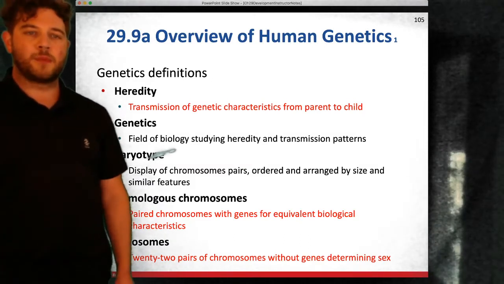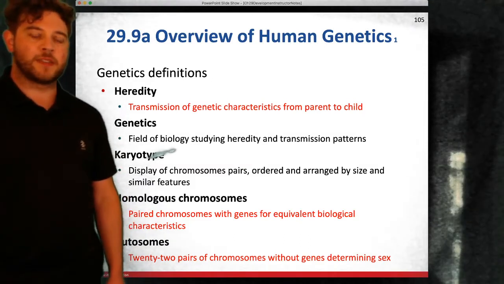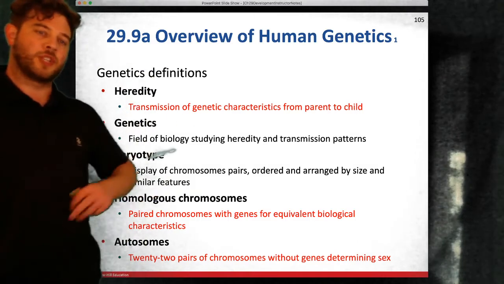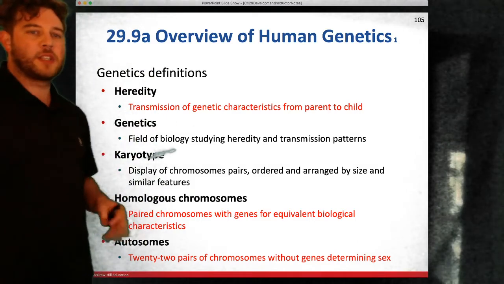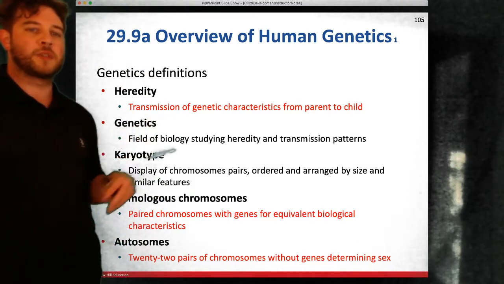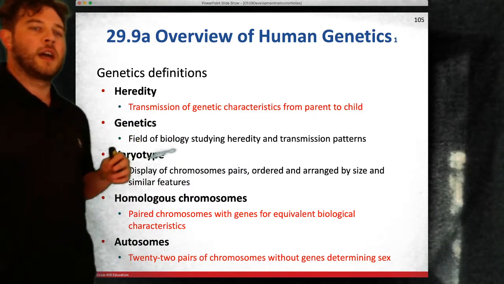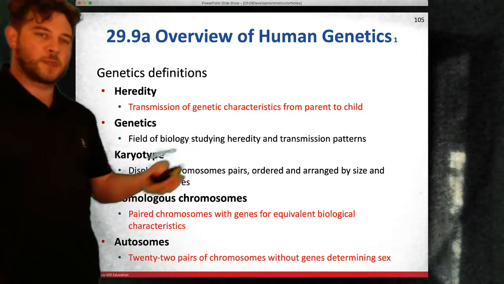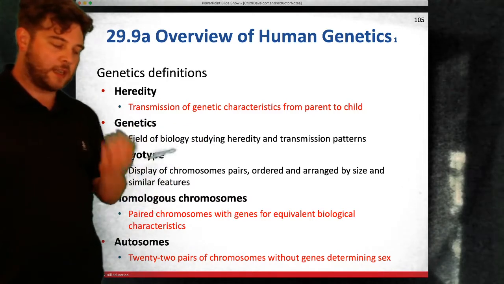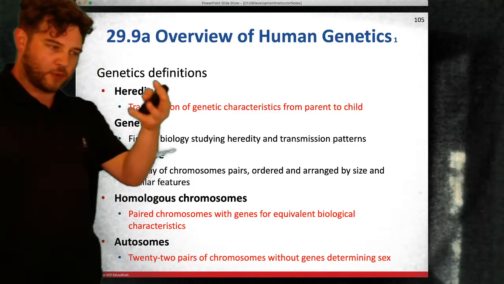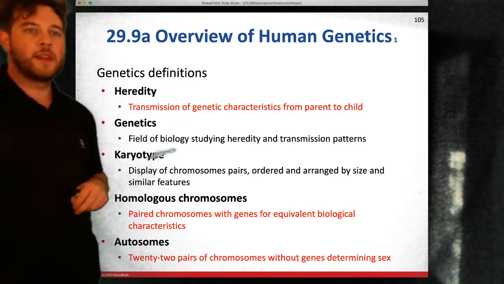Okay, so now we get into genetics. So that was pretty much all of our pregnancy development stuff, so now we can do more genetic things. So basic definitions that you should know: heredity, transmission of genetic characteristics. Karyotypes are the actual display of the chromosome pairs, like you would see if you were to do a scan of them.